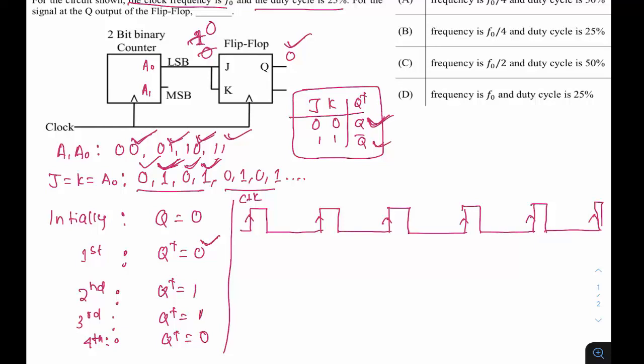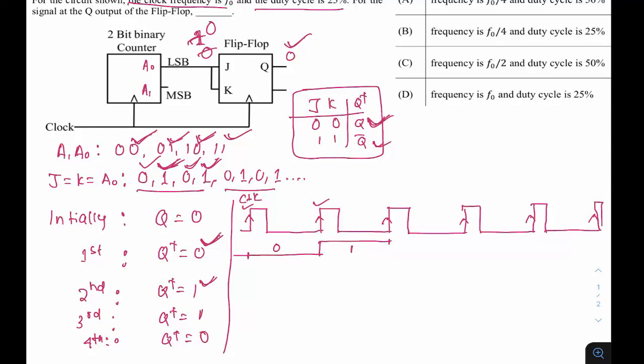So Q initial state is 0. So initially it is 0, and I'm putting 0 here. Now when the first clock is received, the Q plus is 0. So under the influence of the first clock, it is 0. This 0 will be continued till the next clock. Now when the second clock is given, your Q plus is 1. So on the influence of the second clock, what was 0 will change to 1. This 1 will be continued till the next clock comes. So Q plus is 0, then Q plus is 1. So 2 clocks are over.